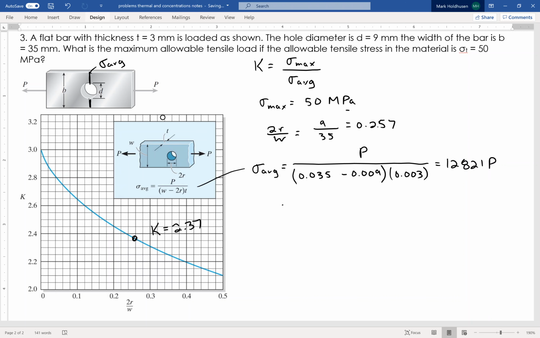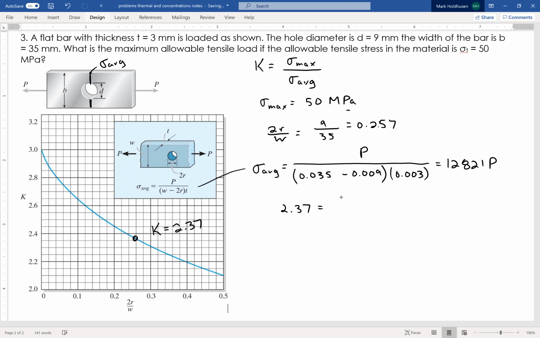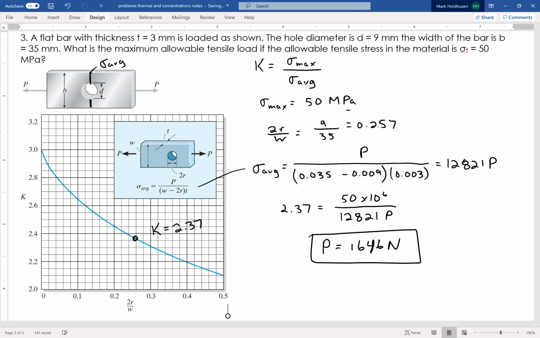Okay, using all this, plugging it into that K equation, I say, okay, 2.37 equals 50 times 10 to the 6, that's megapascals, over 12,821 P, and then from that I can determine that P is 1646 newtons. So again, what's going on here is there's a stress concentration around that hole, and we use this graph to help figure out how big of a stress concentration that is, so that we can design it so that the P does not exceed that maximum stress around that stress concentration.